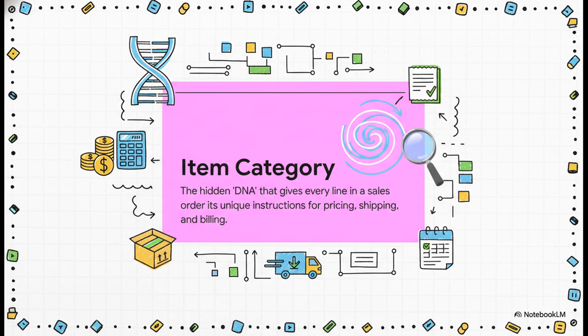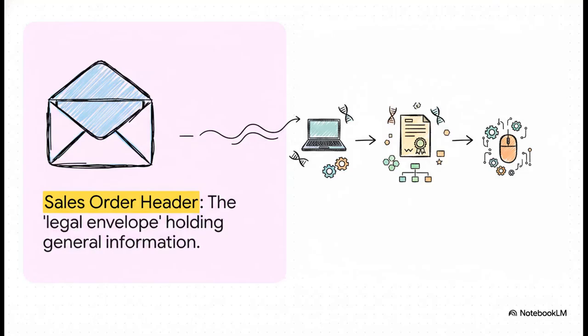The best way to think of it is as the hidden DNA for every single item on a sales order. It's just a simple code, but it carries a whole set of instructions that tells the rest of the company exactly how to handle that item, how to price it, if it can be shipped, and when you're allowed to bill for it. Here's a great analogy for you: the envelope and its contents. The sales order itself, your whole purchase, that's the envelope. It holds all the general stuff, like your name and address. But the item category controls the contents. It defines the unique behavior of every single thing inside that envelope.